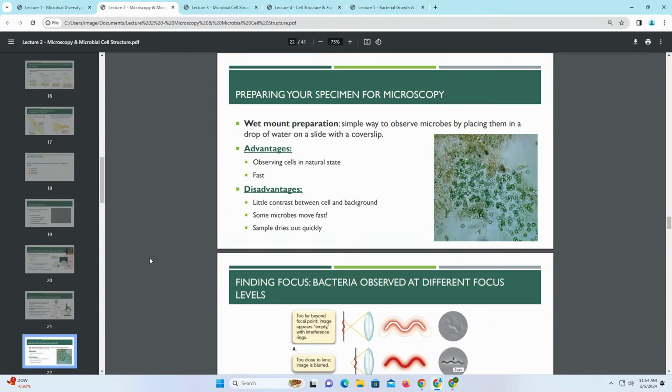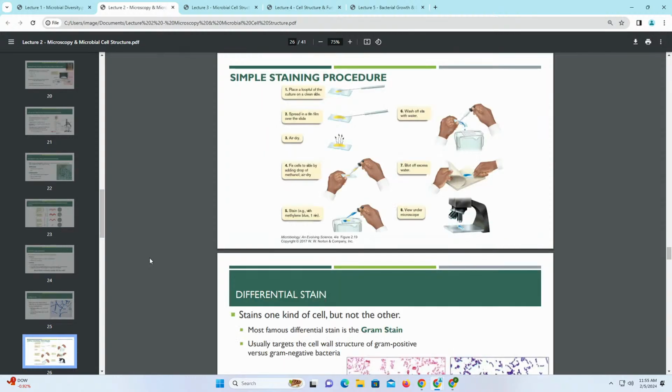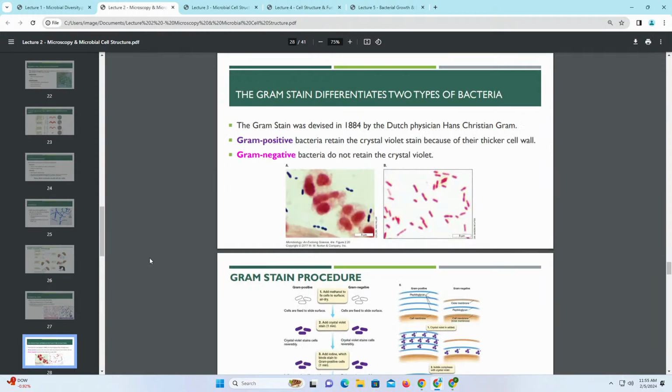You guys are good on wet mounts and smear stains, the gram stain procedure? It's been nice because that's also corresponded with our lab stuff, so we've been able to really get those concepts down. Can you just go over the gram stain, I think it was the iodine complex? Yeah, absolutely.